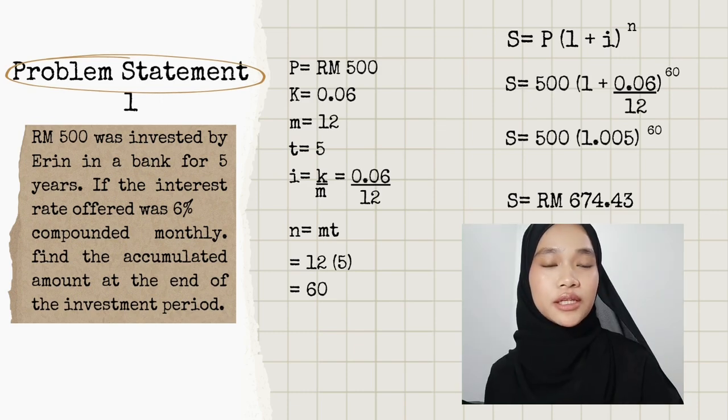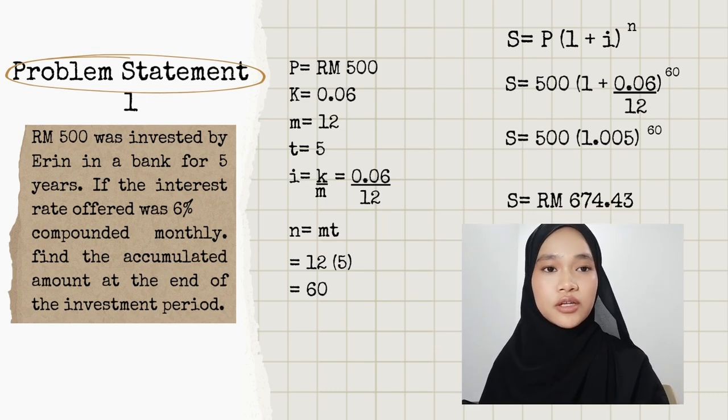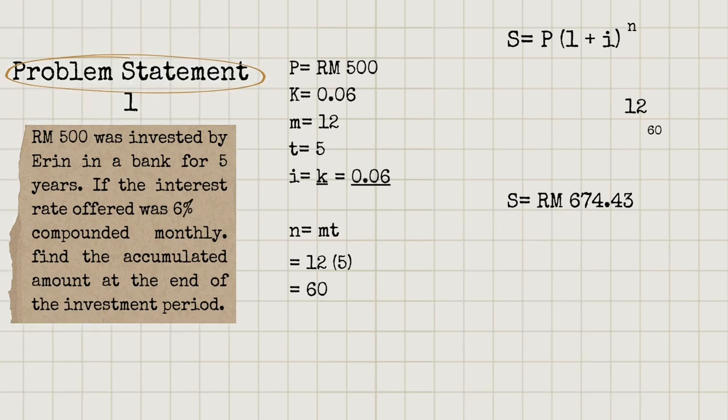So we're going to be using the formula of S equal to P in bracket 1 plus I to the power of N. First one is S equal to 500 in bracket 1 plus 0.06 over 12, close bracket to the power of 60, and the second line is S equal to 500 in bracket 1.005 close bracket to the power of 60, and the last is the answer, which is S equal to RM674 and 43 cents.